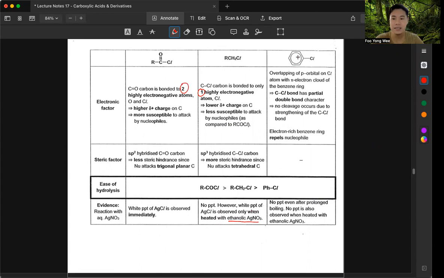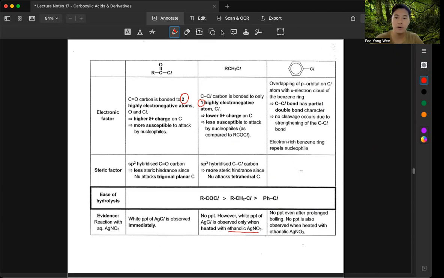The last one is this one, the chlorobenzene. Because there's an overlapping of the p orbital, when the Cl is bonded to the C in the benzene ring, it's between the p orbital and the pi electron cloud.